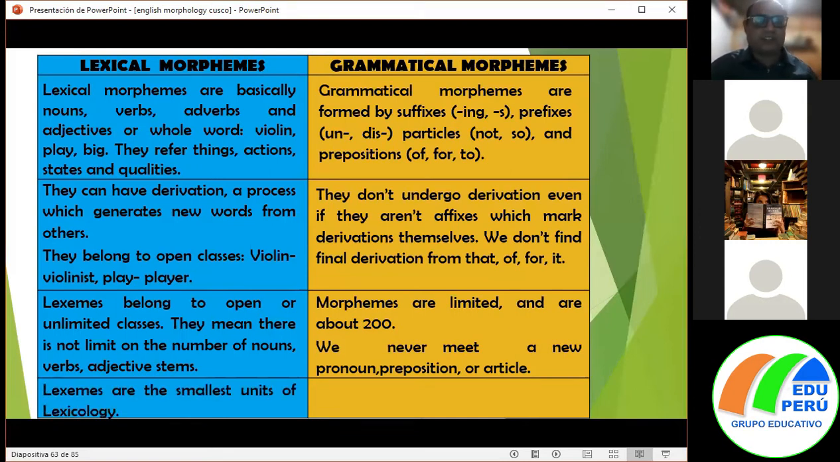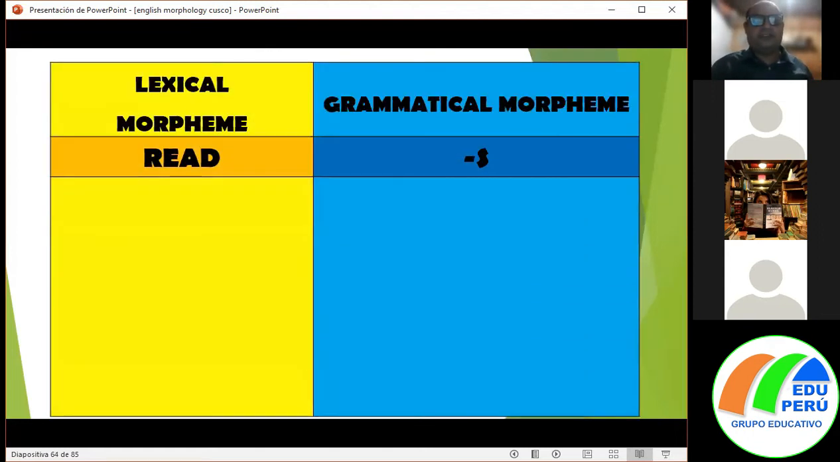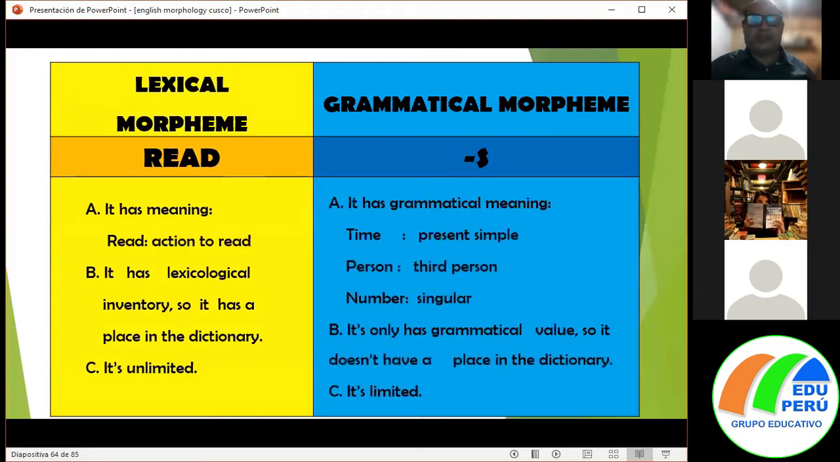And remember that lexemes are the smallest units of lexicology, and morphemes are the smallest units of morphology. So here we have the difference between lexical morpheme and grammatical morpheme. Read is the lexical morpheme. It has meaning, a concept, an idea, the action to read. The S has a meaning too, but grammatical. Notice the first one has a lexical meaning because it has a concept. You can give a definition of the word.